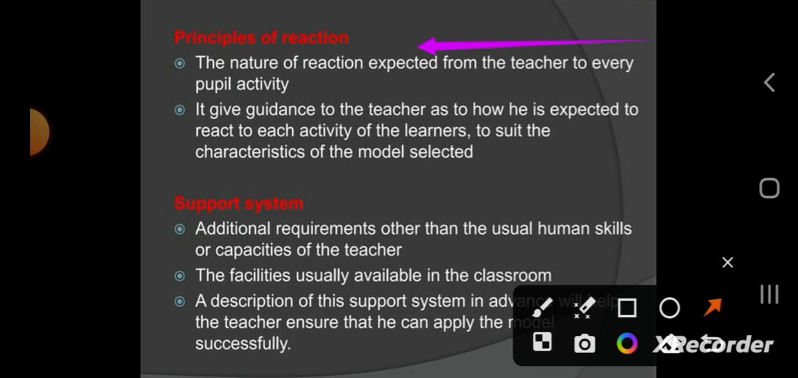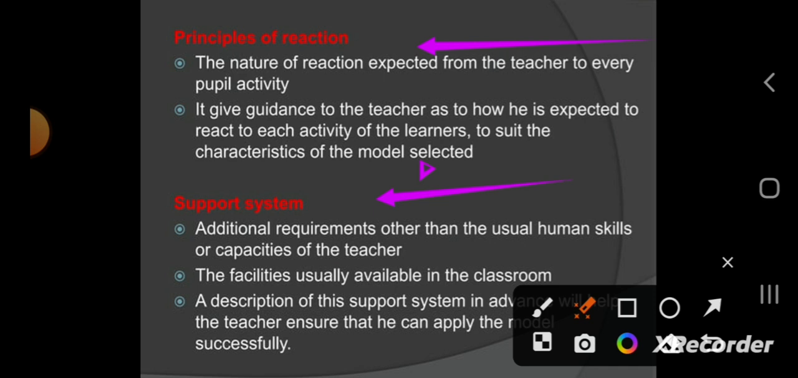For example, in a constructivist model, responses might focus on facilitating student exploration and discussion, while in a direct instruction model, feedback might be more directive and focused on correct answers. Support system. Additional requirement. Some models may require specific tools or resources beyond standard teaching skills. For instance, a model emphasizing technology integrating might require familiarity with digital tools and platforms.